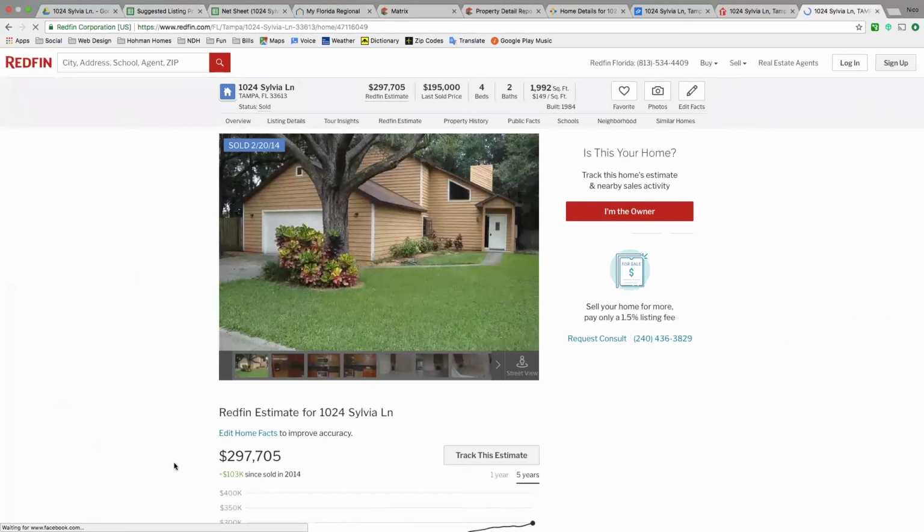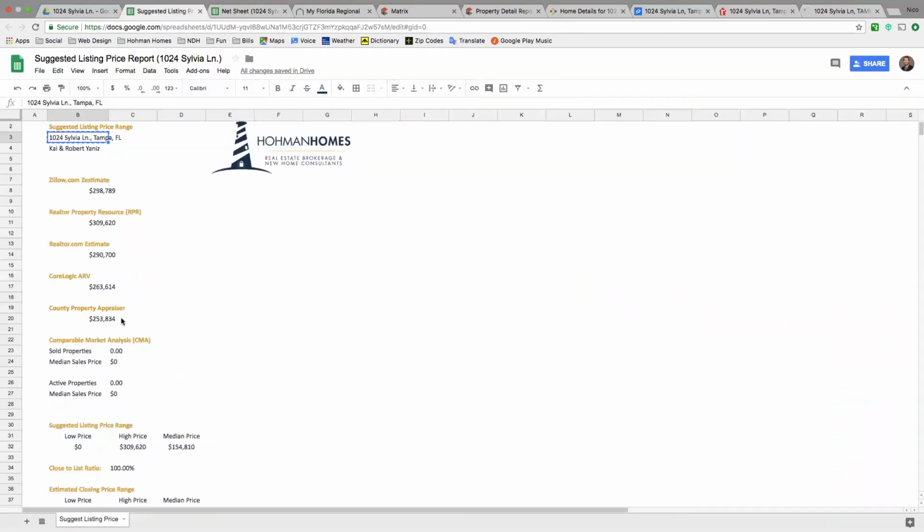So this one says 297,705. So again, if this was not here, we would replace it with this, and 297,705 is what we have. If this was on the market, since it's not, we can just go back and use what we were using. Or if you wanted to even replace the county property appraiser's website with a different one, that's potentially what we can do.